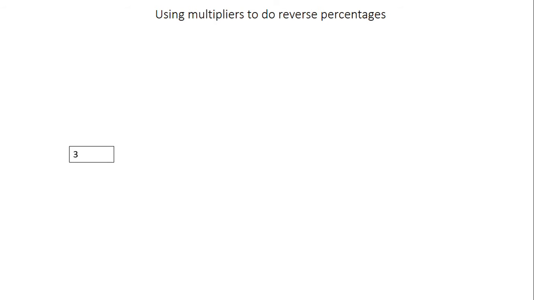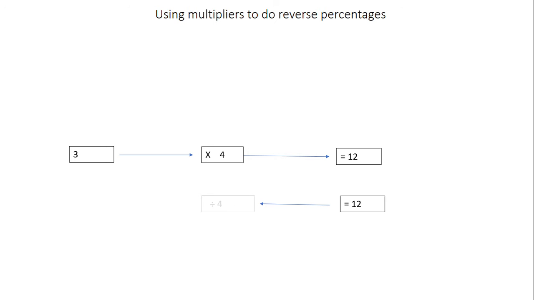Okay, using multipliers to do reverse percentages. All you need to understand for this is the idea of a reverse function, and I'm going to give you the most simple one I can possibly think of. 3 multiplied by 4 gives you 12. And if you go the other way, 12 divided by 4 gives you 3. So the bottom line is just a reverse function of the top line.